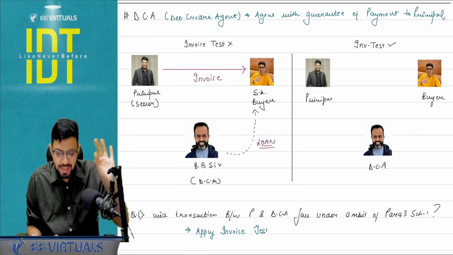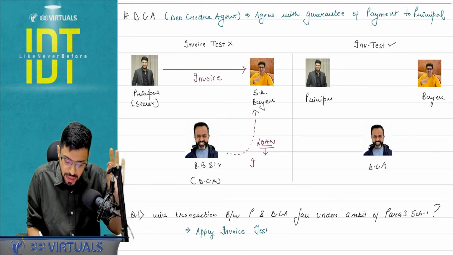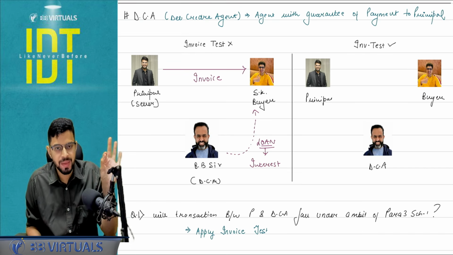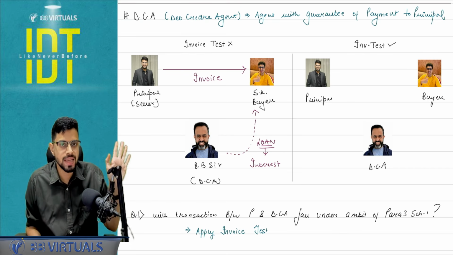Now my analysis is, on this there is a certain interest component that will be charged. No one lends any amount for free. So BB sir charges interest from SK sir.